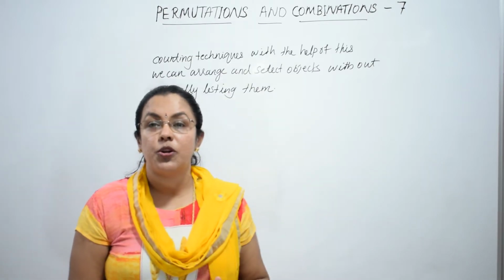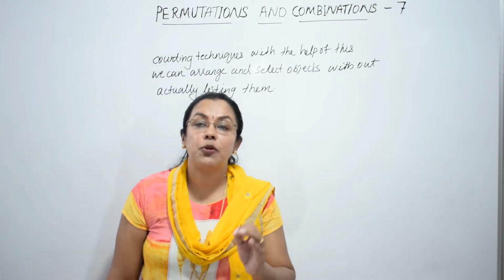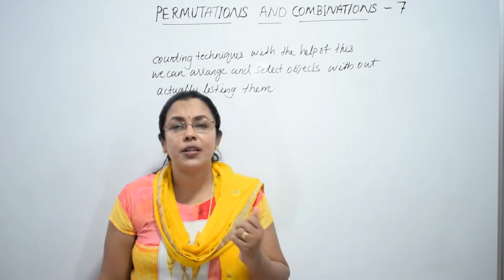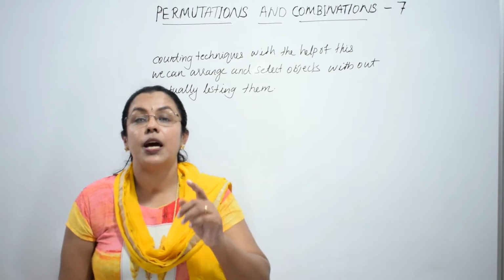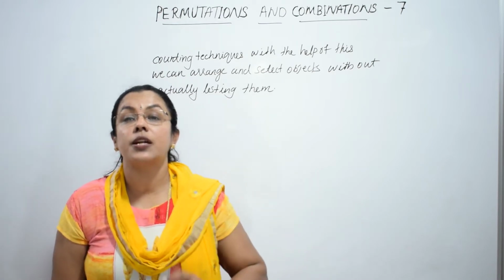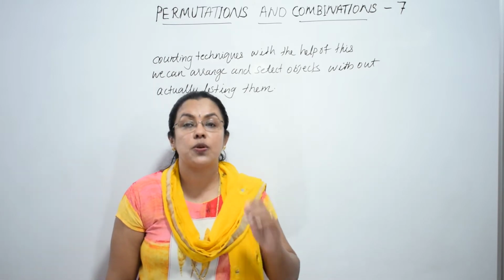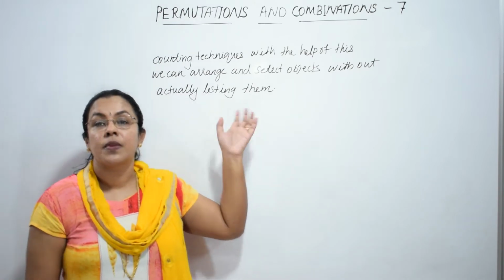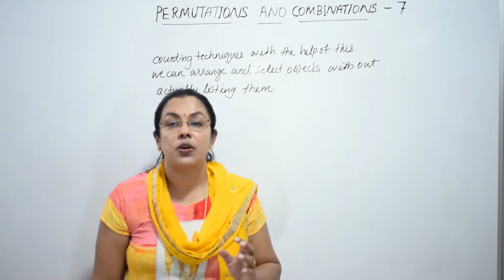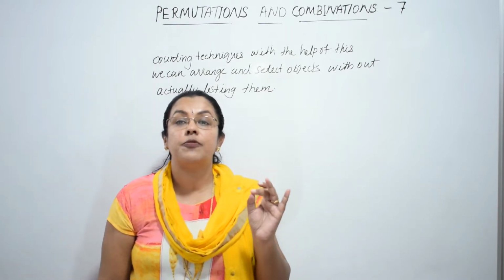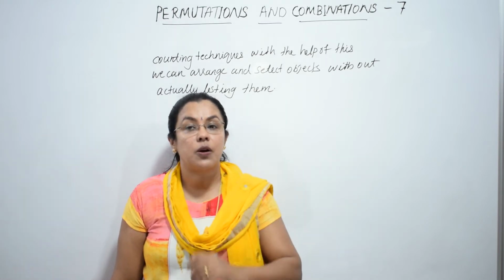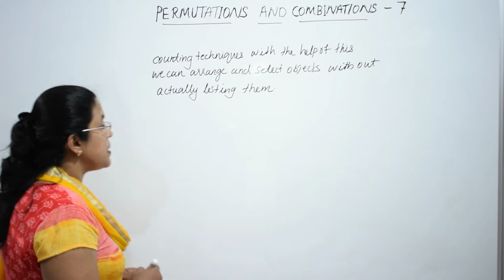Now, what are permutations and combinations? Permutations and combinations are counting techniques. What is new in these counting techniques? With the help of these counting techniques, we can arrange and select objects without actually listing them. In order to learn these counting techniques, we must know some fundamental principles. That is called the fundamental principle of counting.